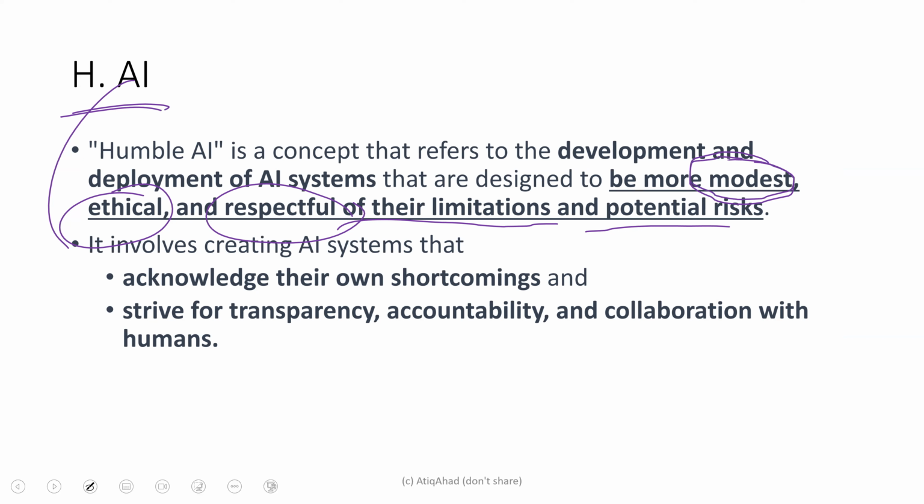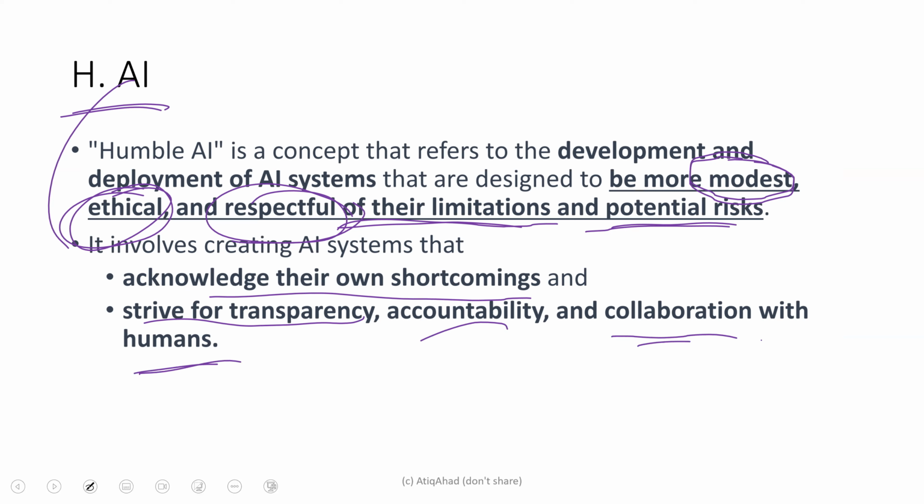And to be humble, it should be modest. How can you make AI a modest one? Ethical, which is extremely difficult, and respectful of their limitations and potential risk. So it means that when we develop any AI system, we have to make sure that it is well aware of its limitations so that it can acknowledge its own shortcomings and strive for transparency, accountability, and collaboration with humans.